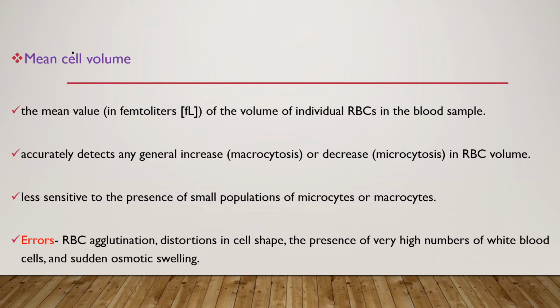And MCV might be predisposed to error if there is RBC agglutination, if there is distortion of cell shape, if there is a presence of a very high number of white blood cells when we do CBC, and also if there is sudden osmotic swelling. Mean cell volume may not tell us exactly about the size of the RBC.